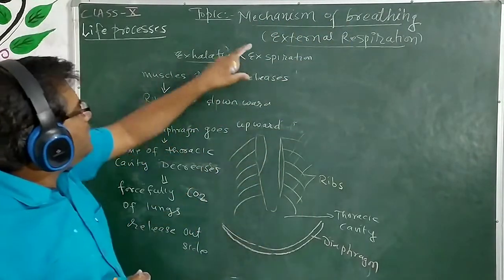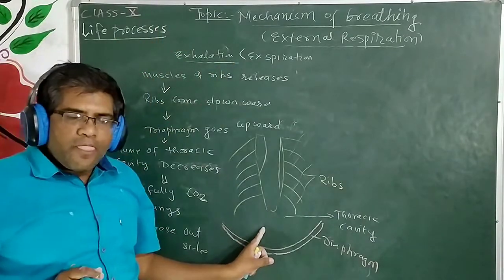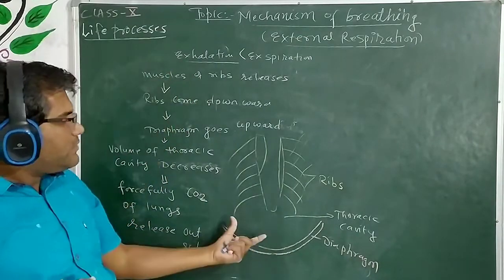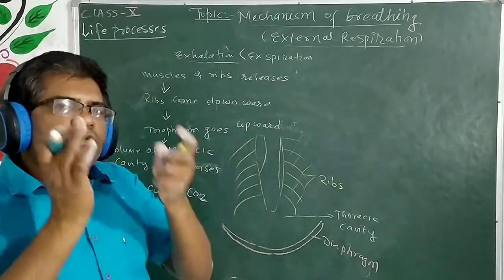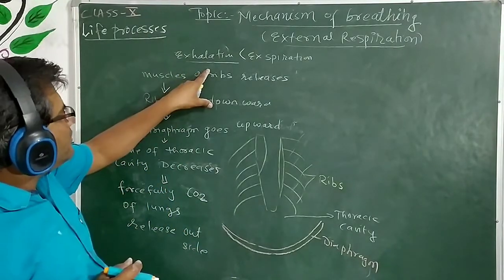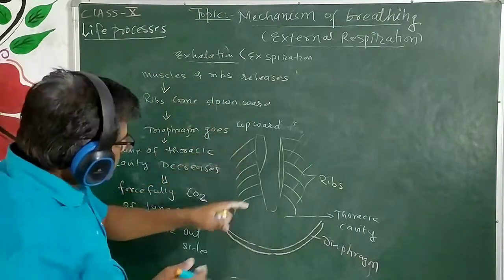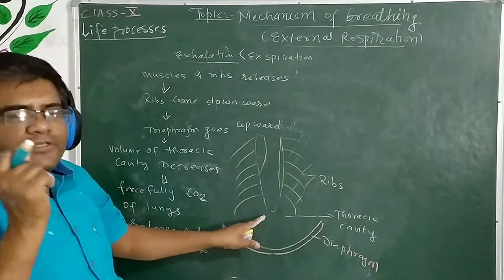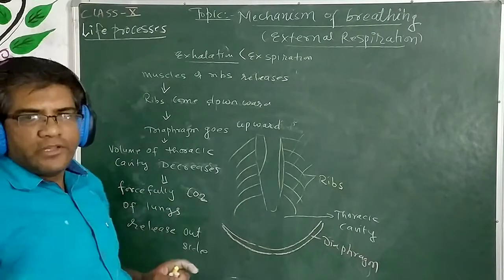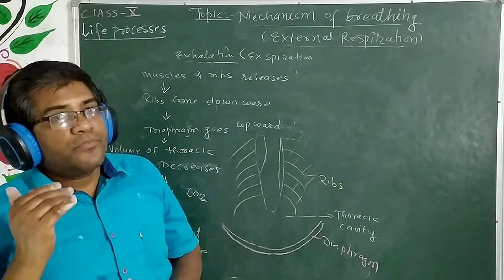So thus children, breathing has two phenomena: inhalation, where oxygen comes into the lungs, and exhalation, where CO2 of the lungs goes outside. And this is the mechanism of exhalation. What happened during this phase? The muscles of the ribs relax, the ribs come downward, the diaphragm moves upward, the volume of the thoracic cavity decreases, and forcefully the CO2 of the lungs is released outside. This is all about the mechanism of breathing.